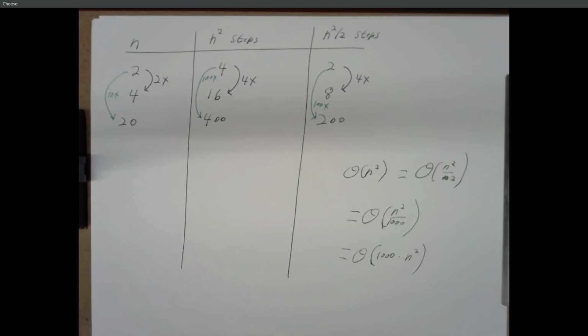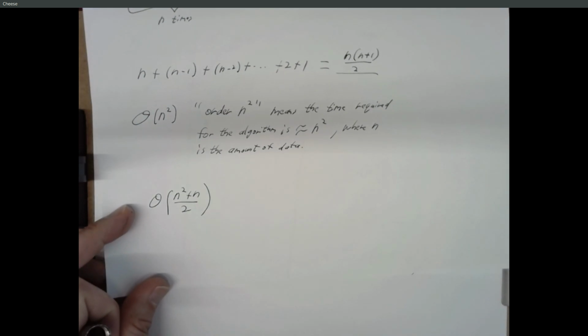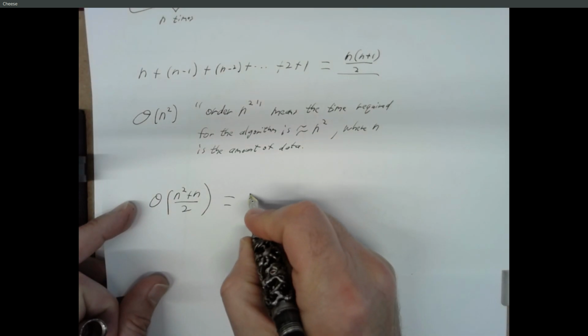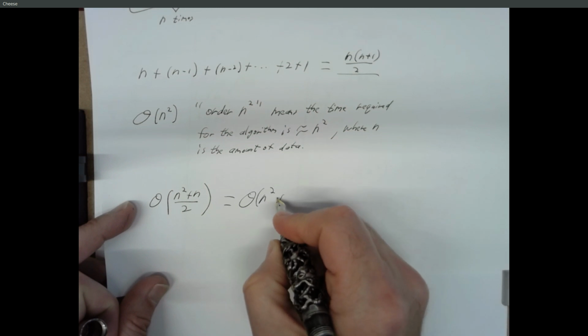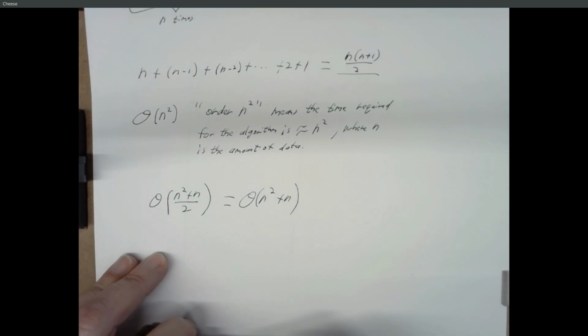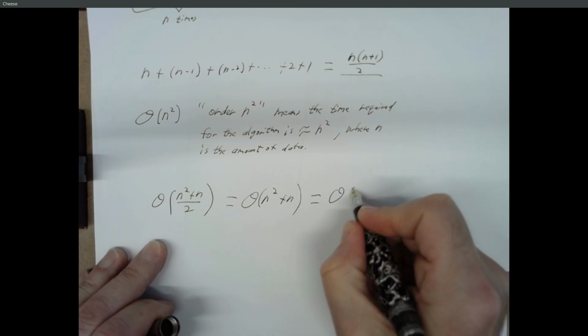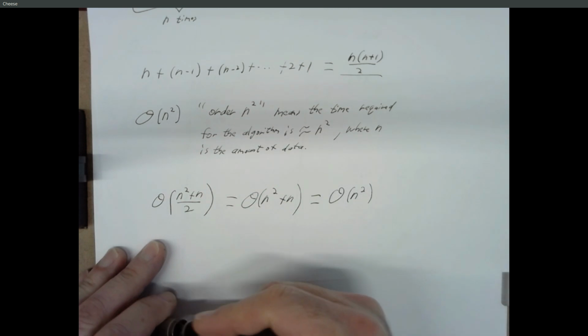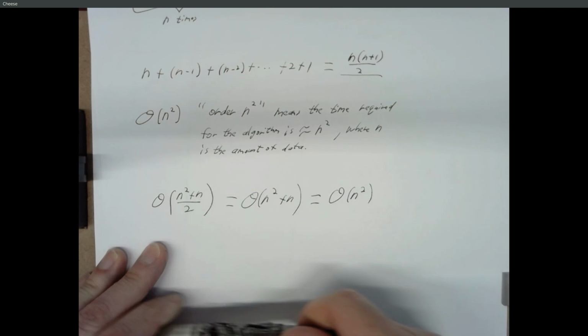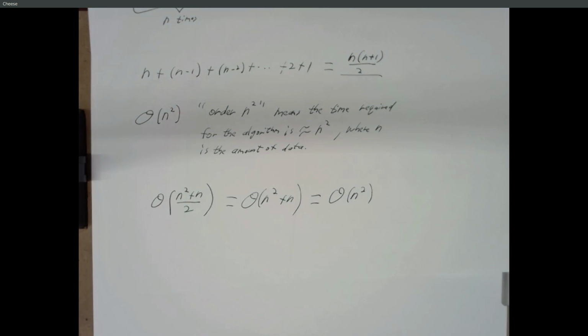Okay, the second thing is, what about this plus n? So this should be the same as order n squared plus n. And I'm going to claim that this is the same as order n squared, because we're looking at asymptotic behavior, we're looking at this as n gets really big.